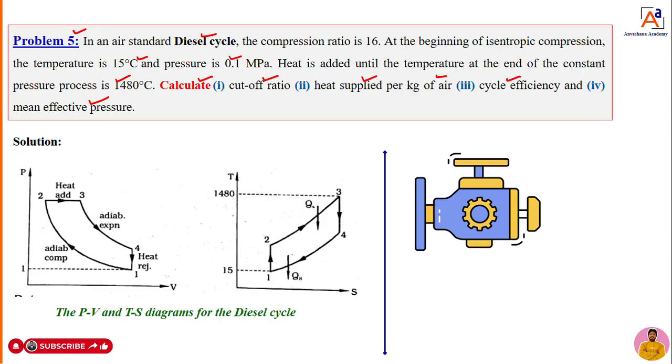Now, to solve this problem, first you need to draw the PV diagram, and you have to draw the TS diagram. If you draw the PV and TS diagrams, you can solve the numerical easily. So the problem is related to what? Diesel cycle or diesel engine we can call. Diesel engine problem he has given, so with the help of suitable equations and steps we can solve this problem.